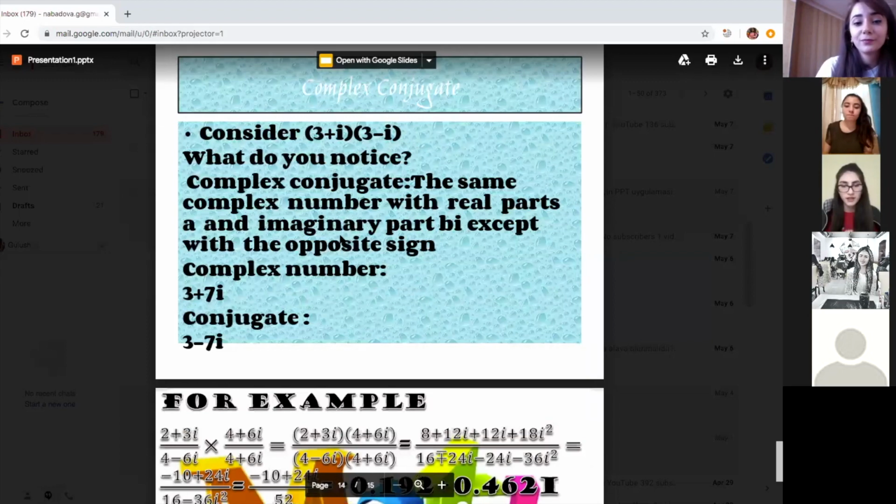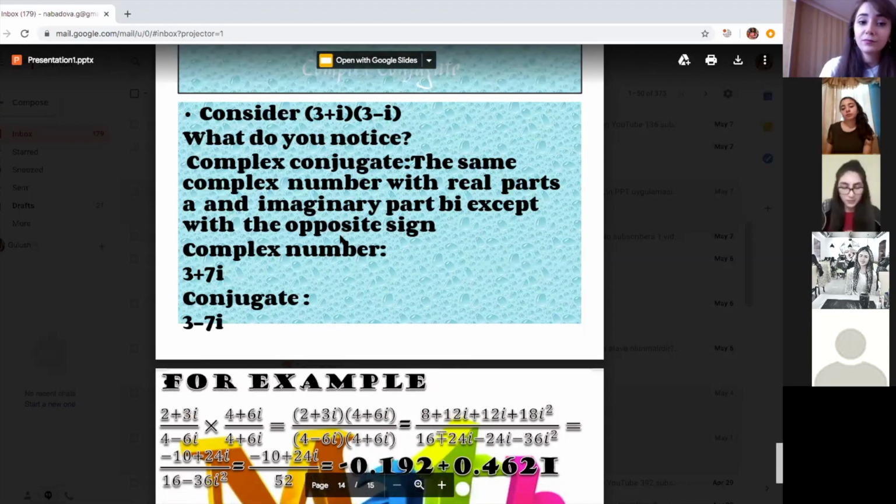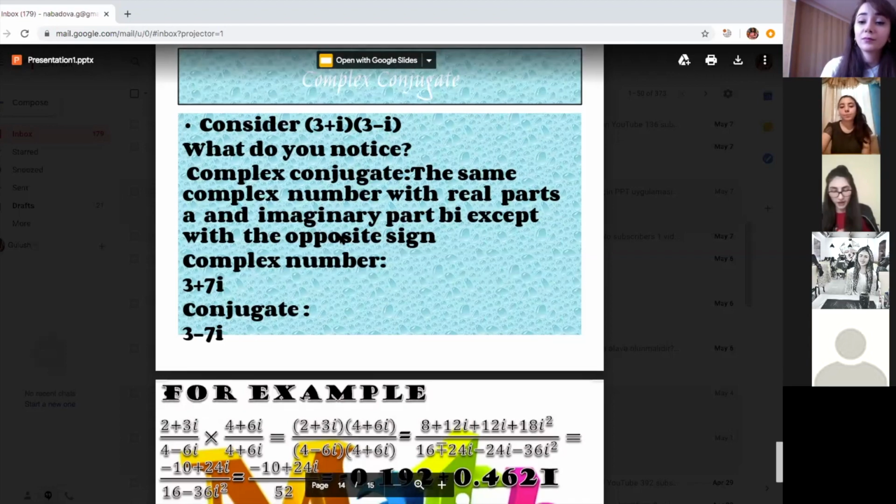Page about complex conjugate. Yes, what's a conjugate complex number? If two complex numbers differ only in the sign of the imaginary part, then they are called conjugate complex numbers. Thus, x plus i times y and x minus i times y are conjugate complex numbers. And that's all. Thank you for all of the attention.